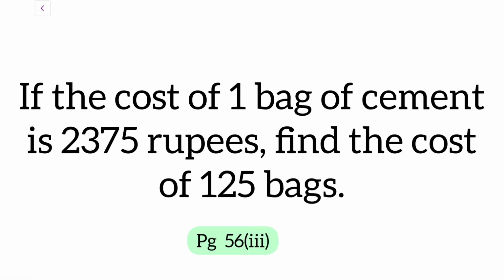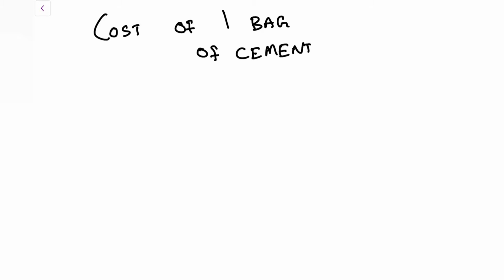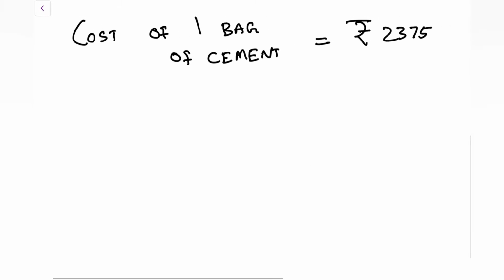If the cost of one bag of cement is 2,375 rupees, find the cost of 125 bags. Alright, that's the question. So let's write what is given. Cost of one bag of cement. What's the cost of one bag of cement? They have given it as 2,375 rupees. That's your cost.